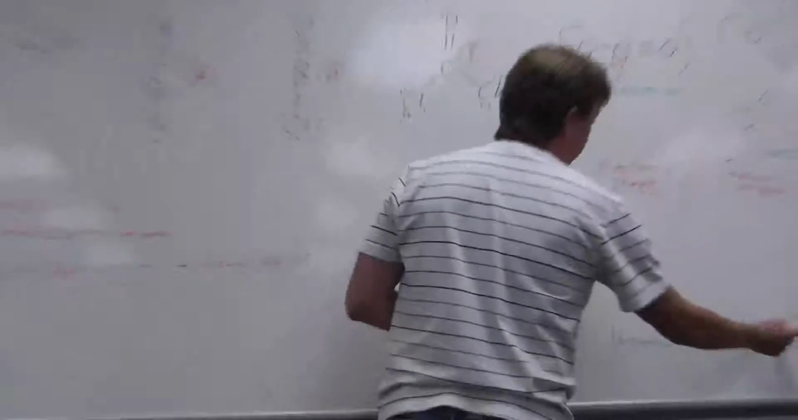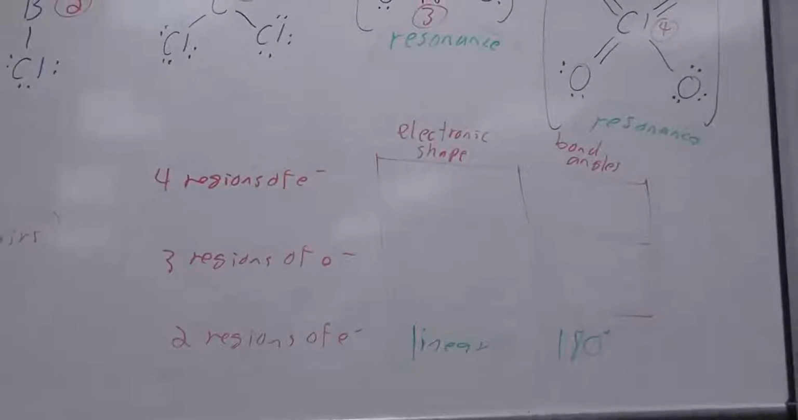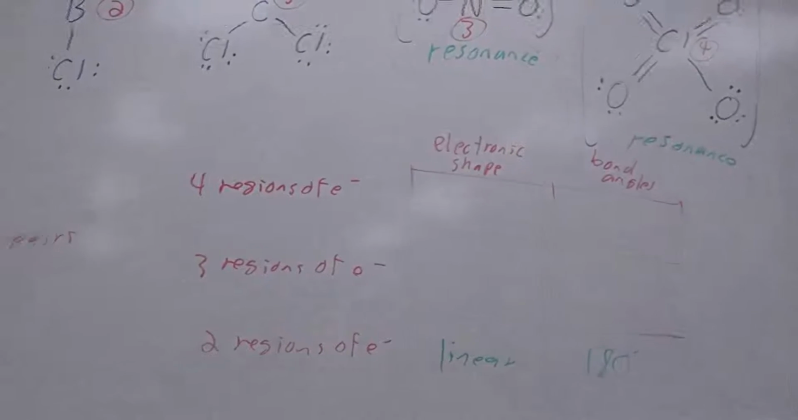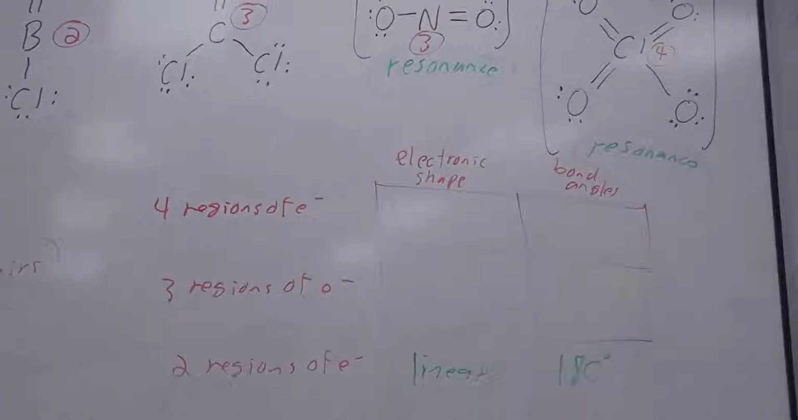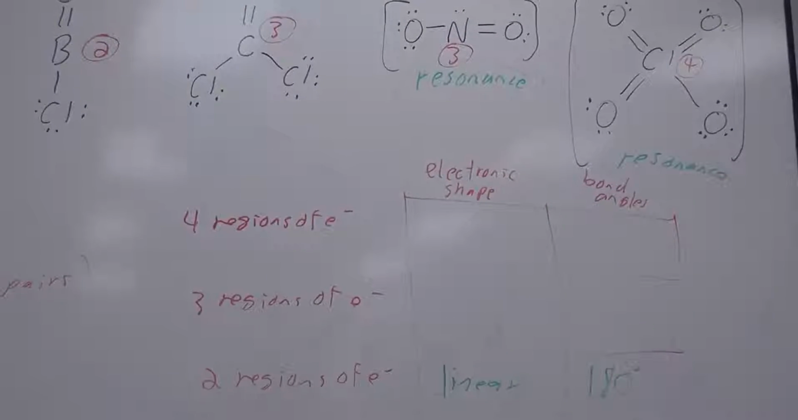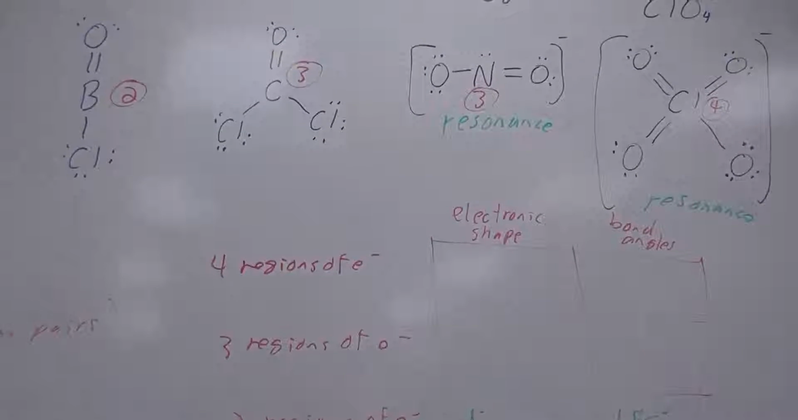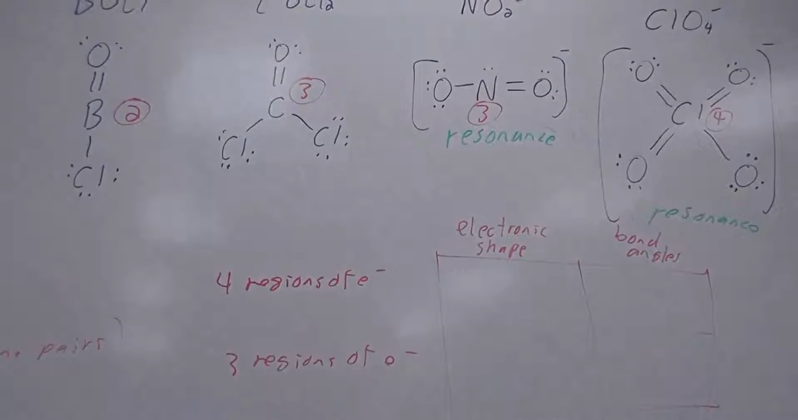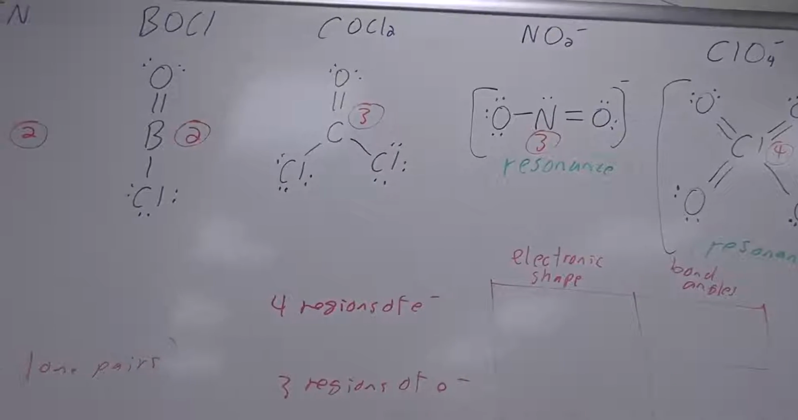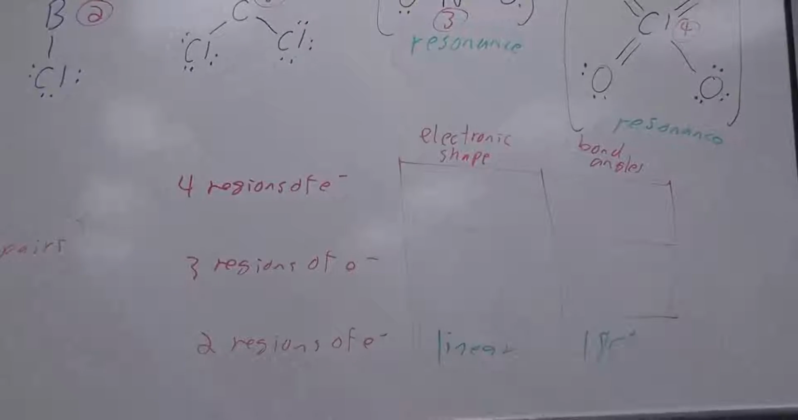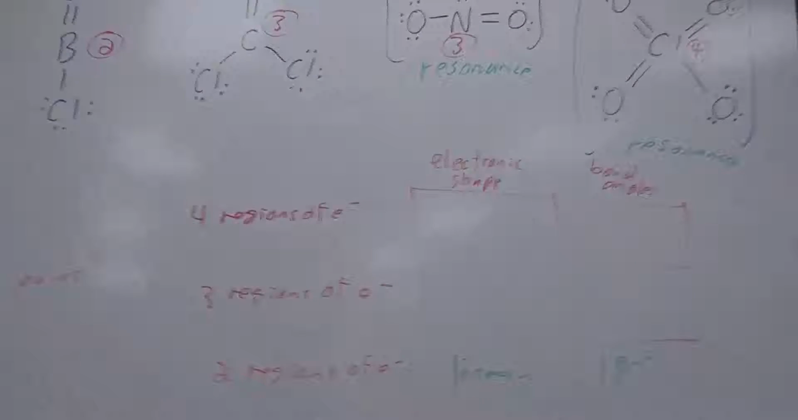And the bond angles are going to be 180 degrees. No exceptions. That's the alignment of least repulsion. So any of these structures that we labeled as being two locations of electrons, go ahead and label them as having a linear electronic shape and 180 degree bond angles. That's all automatic based on having just two regions of electrons.